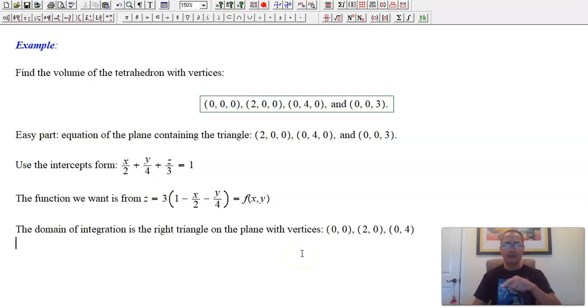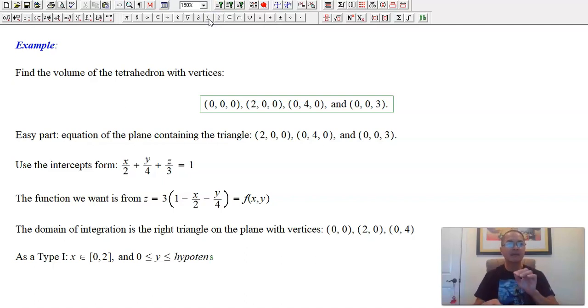So you saw the right triangle. It is both a type 1 and a type 2. It's a simple domain. So as a type 1, what do we have? X is going from 0 to 2, and y is between 0, the bottom, and the hypotenuse. So let's just put that down. Y is between 0 and hypotenuse.